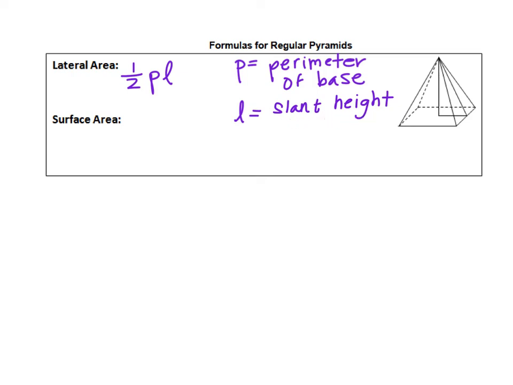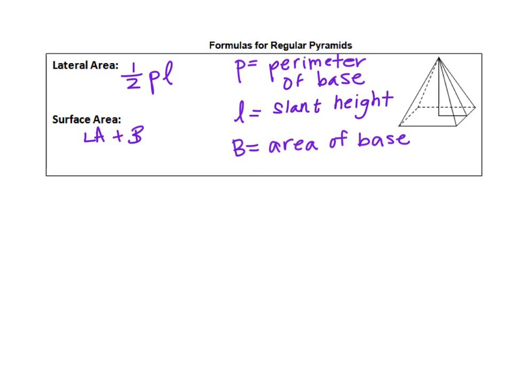Remember, the lateral area is the area of all the sides. It does not include the base. So it's everything but that bottom base. Now the surface area is going to be the lateral area plus the area of the base. Now if I use a capital B, that stands for area of the base. So you find the lateral area and then add the area of the base to that.